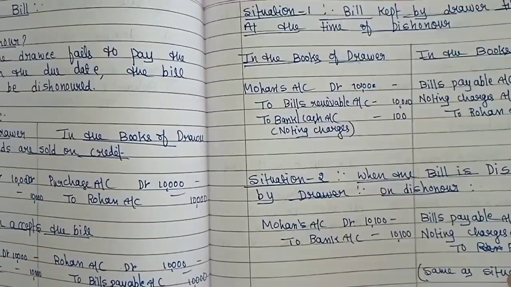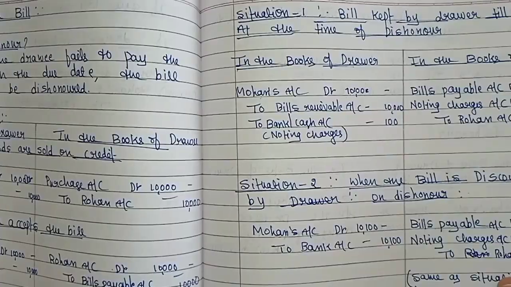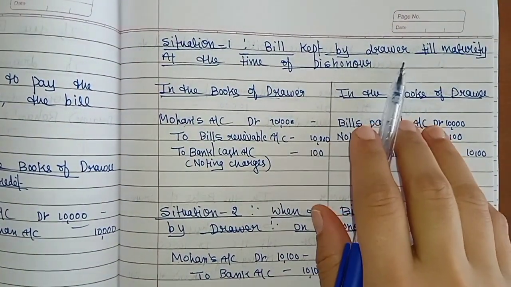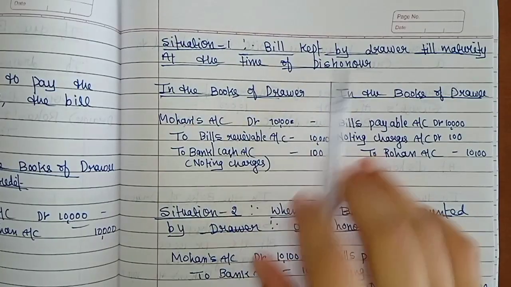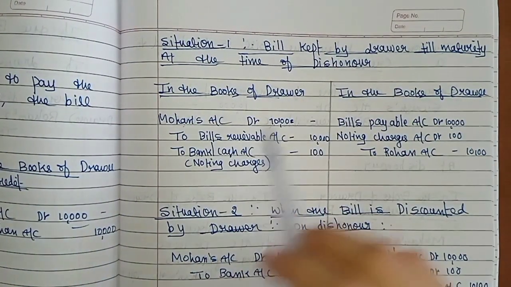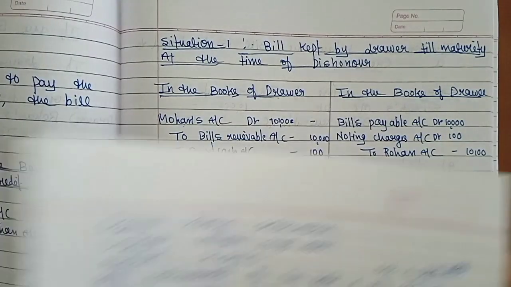we will start with the 4 situations. The first situation is bill kept by the drawer till maturity at the time of dishonor. So, bill kept by drawer till maturity.